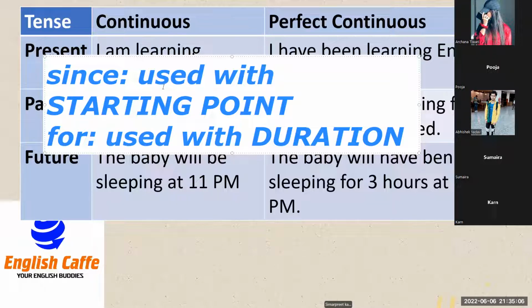Guys, this is the definition you will learn. Fixed time, not fixed time, wali definition kya hai? Bahut usse zyada samajh mein nahi aata hai, clarity nahi hoti hai. But isse bahut clarity hoti hai. That if you are referring to a starting point, use since. If you are referring to a duration, use for. So abhi main aap logon se puchungi.